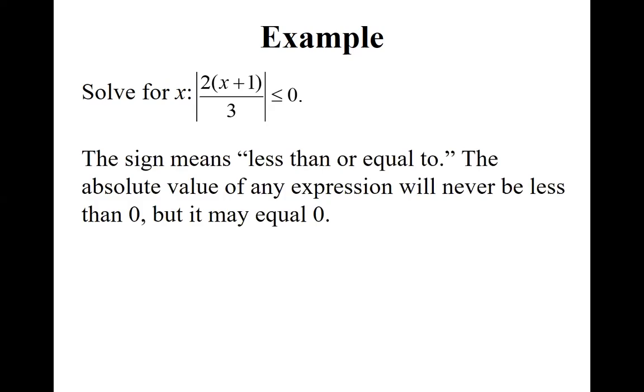So since the sign means less than or equal to, and the absolute value of any expression will never be less than 0, it can equal 0. And equaling 0 is the only thing that would make this statement true. So let's change it from less than or equals 0 to just equaling 0. And then we can get rid of the fraction by multiplying both sides by 3. Distribute the 2. 2x plus 2 equals 0.